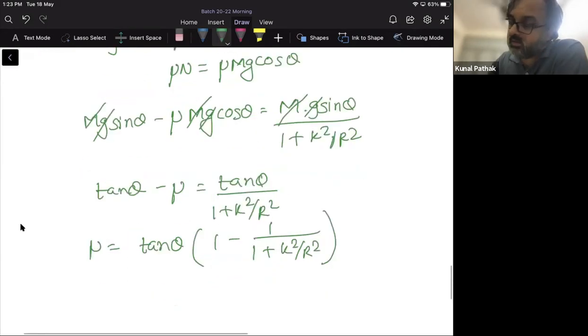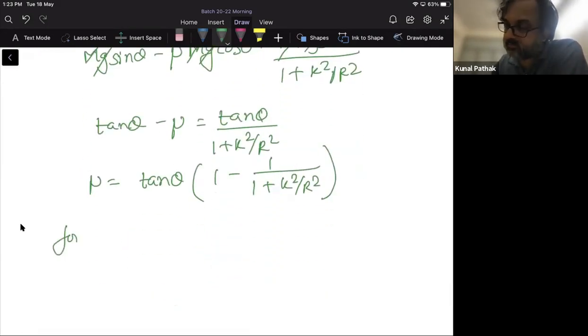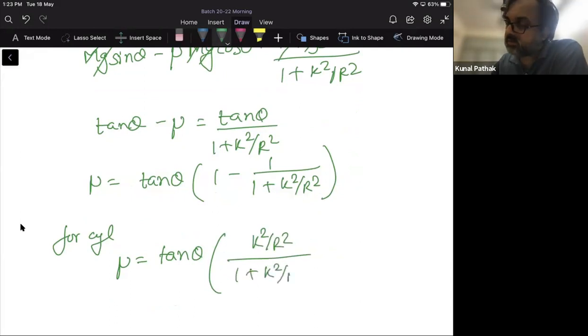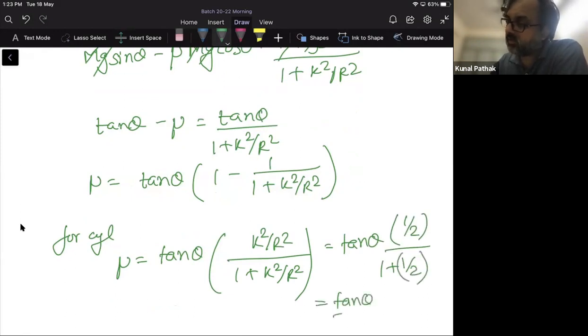Right? So for a cylinder, we get mu is equal to tan theta into, how can we write this? You can write this as k square by r square upon 1 plus k square by r square, which will be equal to tan theta into 1 by 2 upon 1 plus 1 by 2, which is equal to tan theta upon 3. This is the limiting value of slipping.